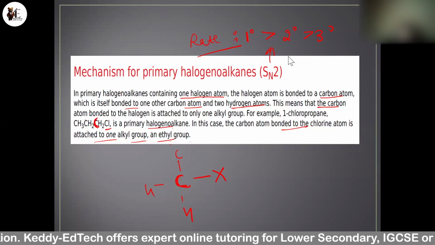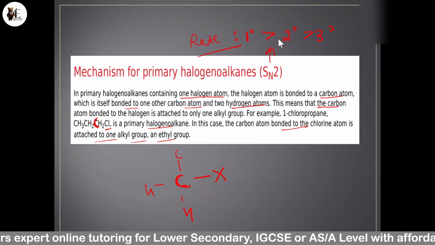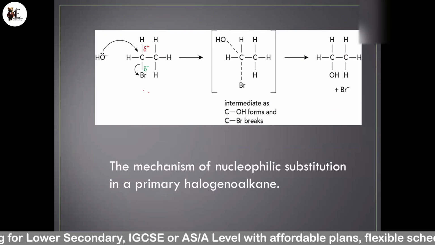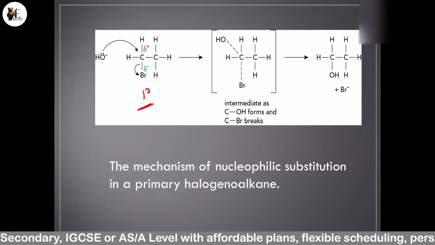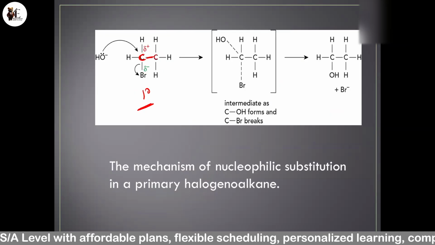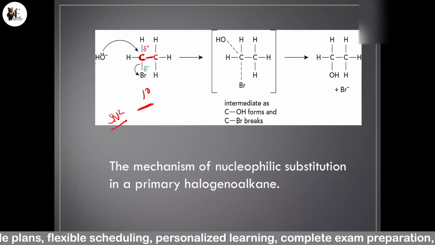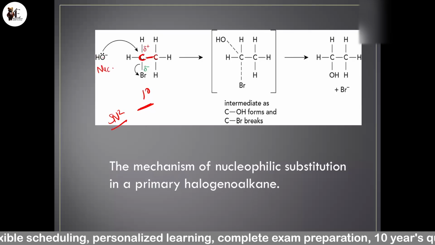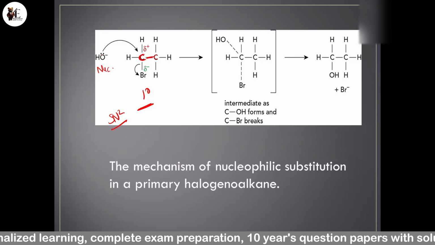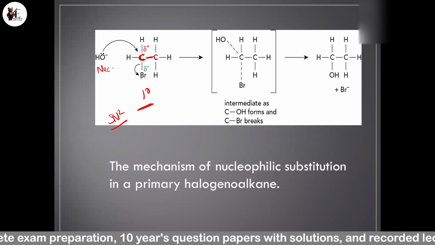You now see the mechanism here. This is my 1 degree halogenoalkane, 1 degree bromoethane, because this carbon which is attached to the halogen is connected to only one carbon, so it is a 1 degree halogenoalkane in which the SN2 reaction can easily occur. So this is my nucleophile. OH minus is the nucleophile. It attacks this carbon and this bromine leaves. So we are doing only this: it attacks the positively charged carbon and this bromine will leave.